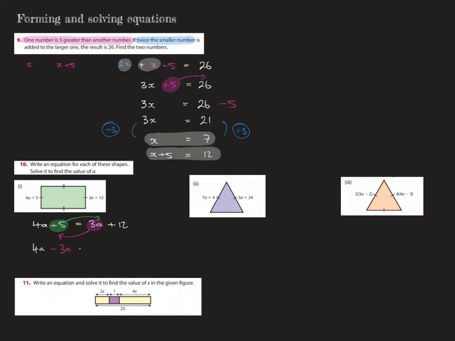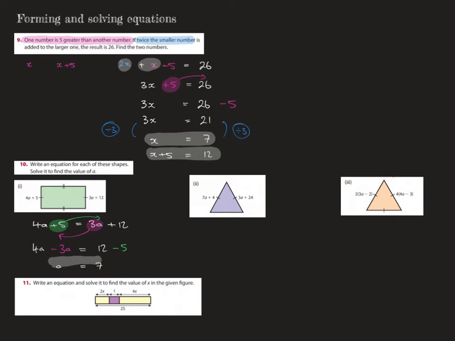is equal to 12, which is staying at this side, and obviously that positive 5 is going to turn into a negative 5 because it's moving across the equal sign. So that will tell me 4a take away 3a leaves me with 1a, or just a. And I can say that a is equal to 12 take away 5, and 12 take away 5 leaves me with 7. The question asked me to find the value of a, and I found the value of a there to be equal to 7.